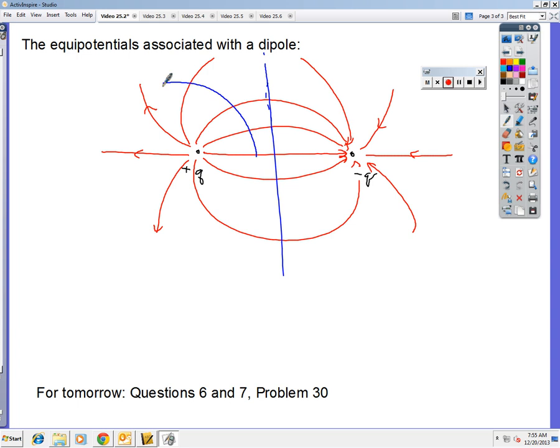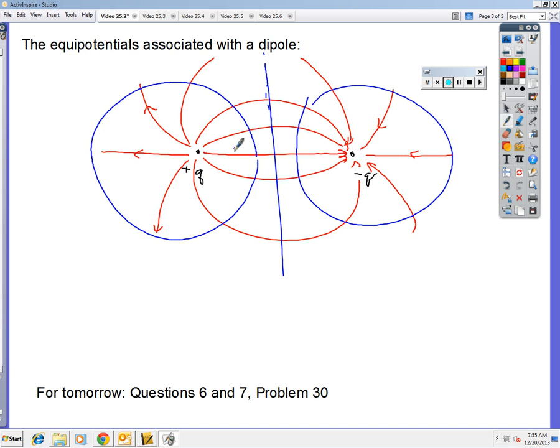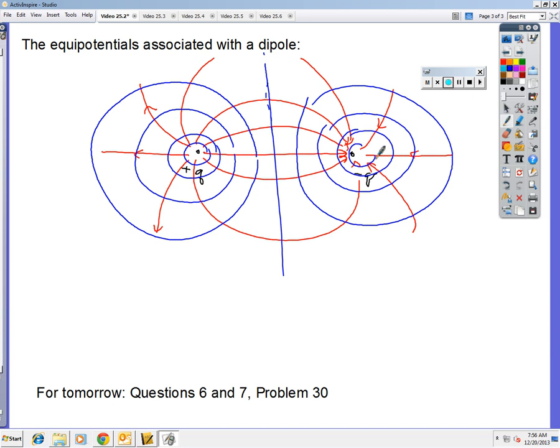And if we draw other equipotentials, we get these kind of egg-shaped things, which get closer and closer to being circles as you get closer to the charges. And you have high potentials around plus Q, low potentials around minus Q. So this here represents kind of a mountain, and this represents kind of a hole.